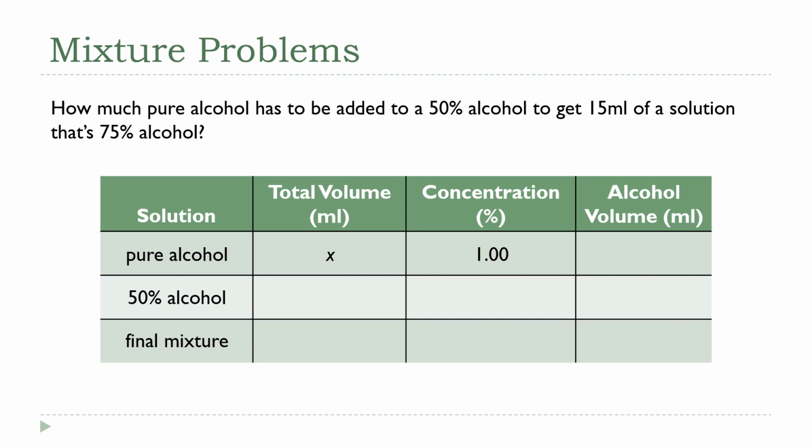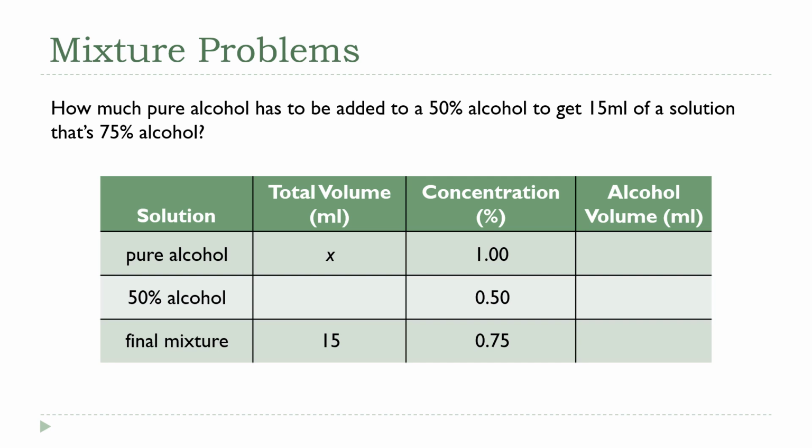Now, keep reading. Has to be added to a 50% alcohol solution. Okay, so that's 0.5. To get 15 milliliters of a solution that's 75% alcohol. That's the final result that we need. My final mixture needs to have a volume of 15 milliliters, and it needs to have a concentration of 75%.